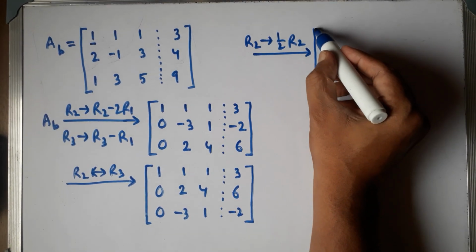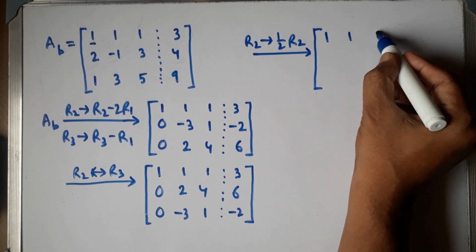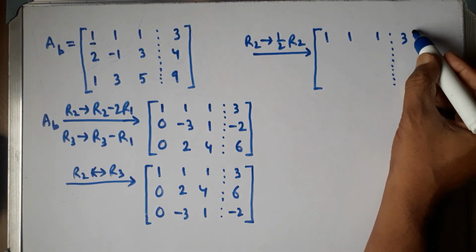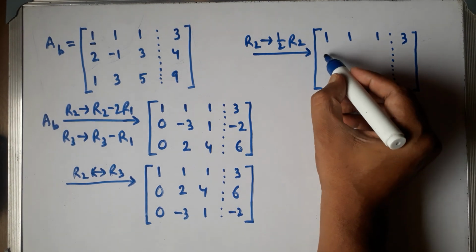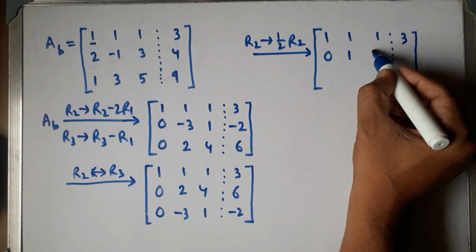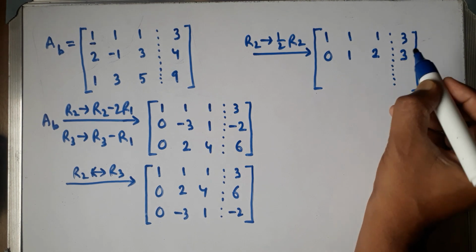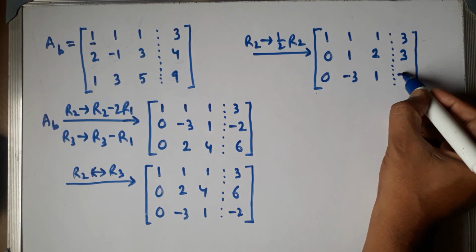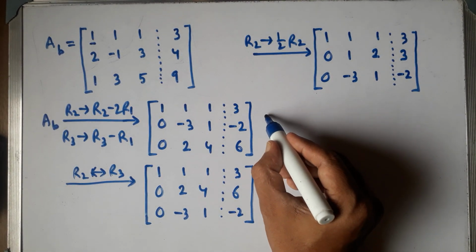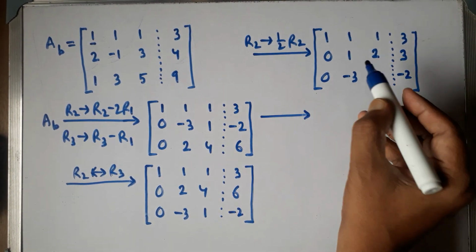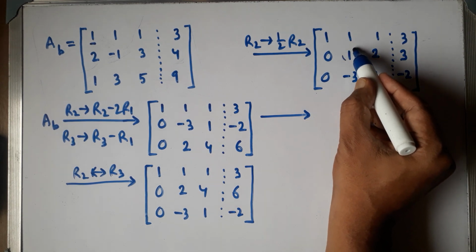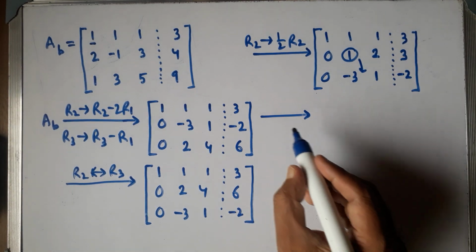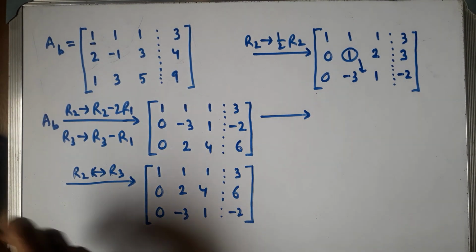So this will give you 1, 1, 1, 3. This is 0, 1, 2, 3. This is 0, minus 3, 1, minus 2. Now using this 1, I shall make this element 0. So next is this.